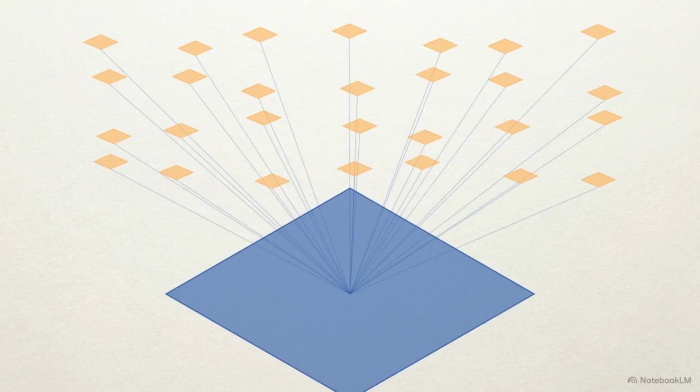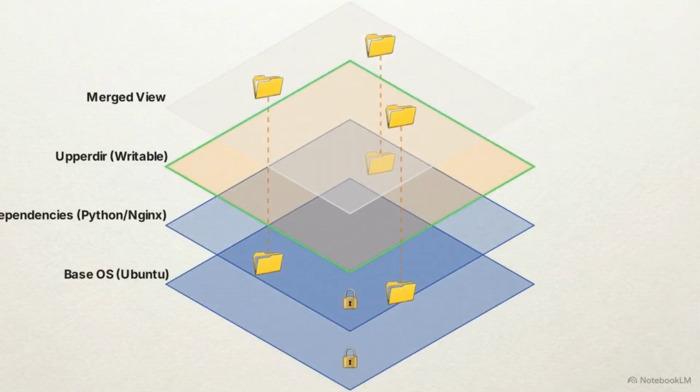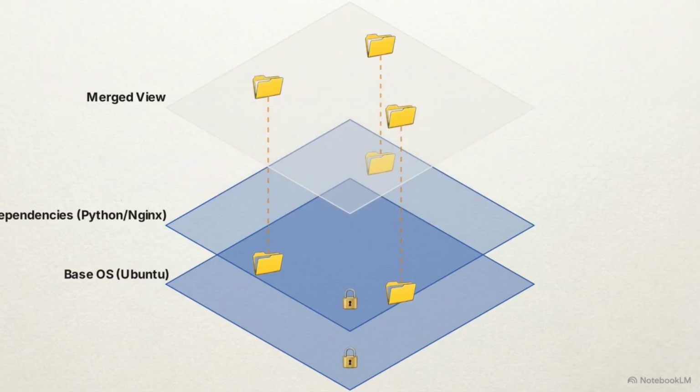The upper dir is a completely empty read-write layer unique to each running container. If a process needs to modify a base file, OverlayFS intercepts the system call. It copies the entire file from the lower layer up to the writable layer and applies the change there. The base image remains completely untouched. This is called copy on write.